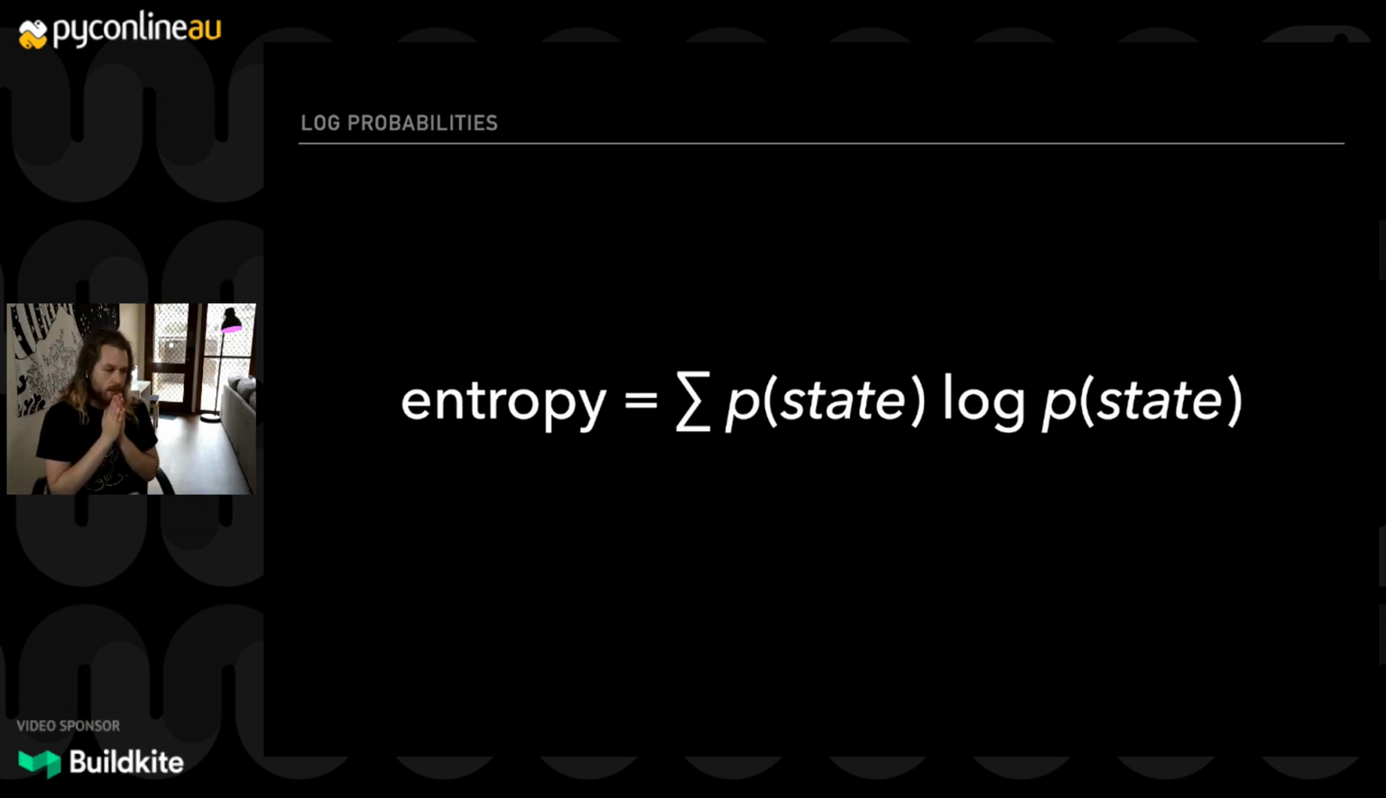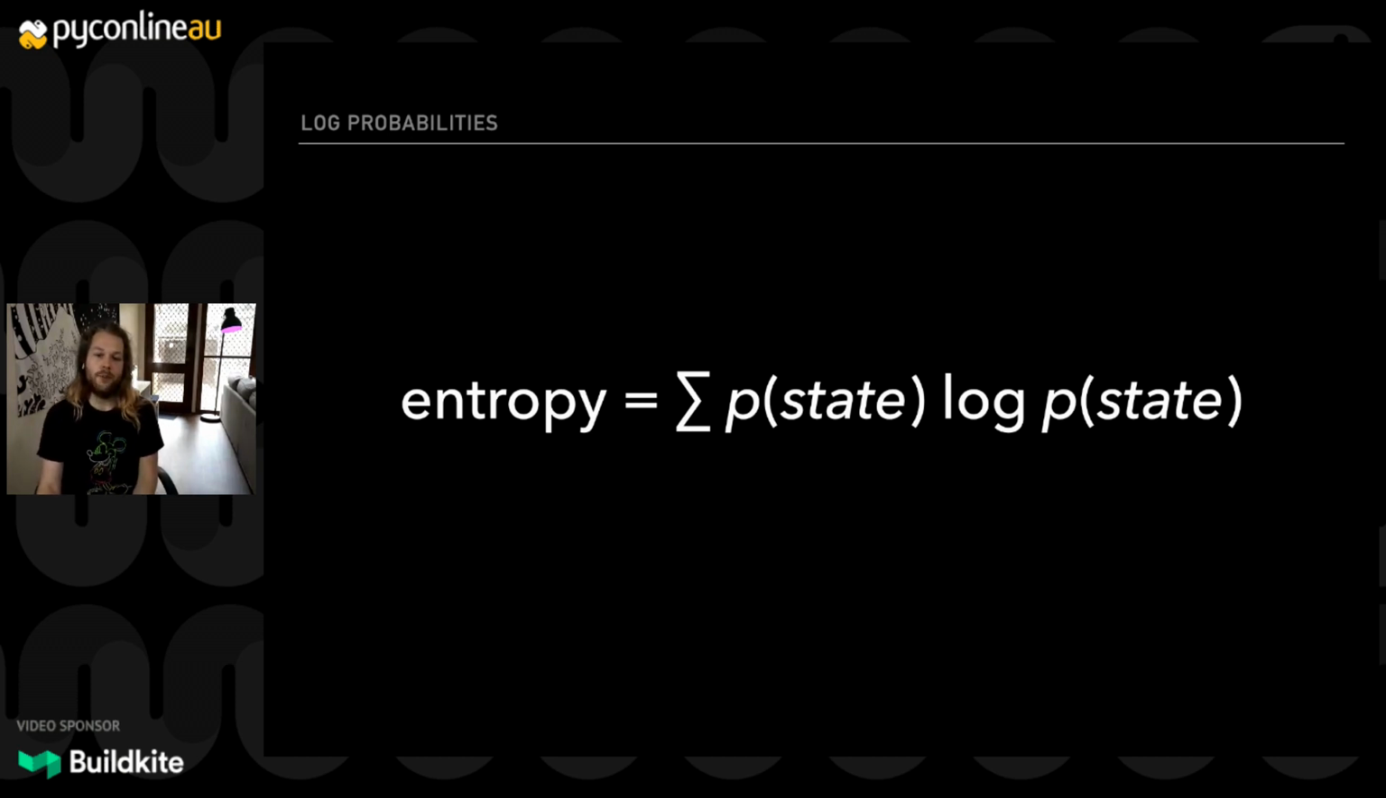Now, logs of probabilities appear often kind of naturally, if you will. So for example, this formula for entropy: you sum over all the states, the probability of a state times the log probability of a state. The log probability is in a sense like surprise. So it's not just a cool mathematical trick, but it also has a nice physical meaning as well.